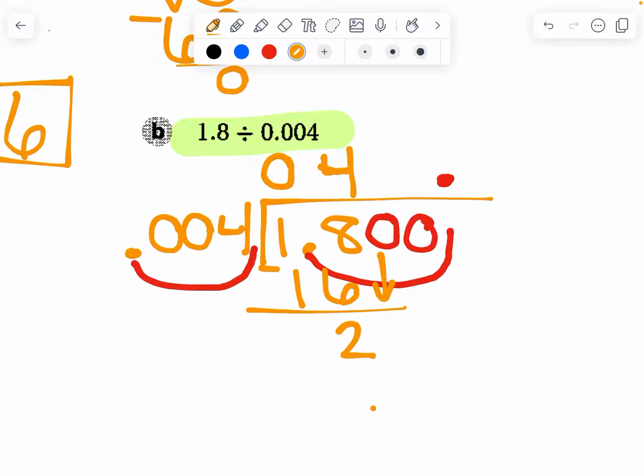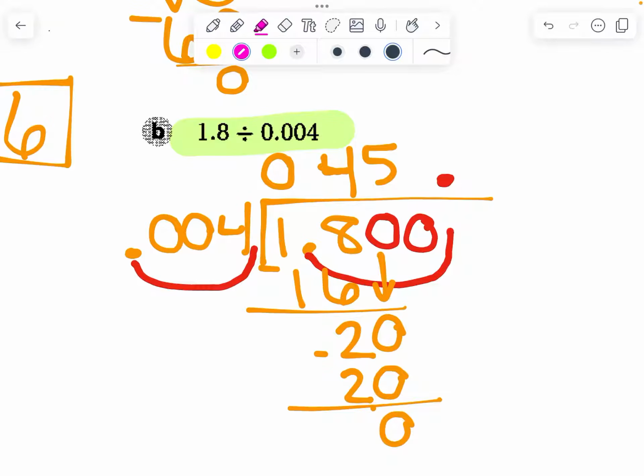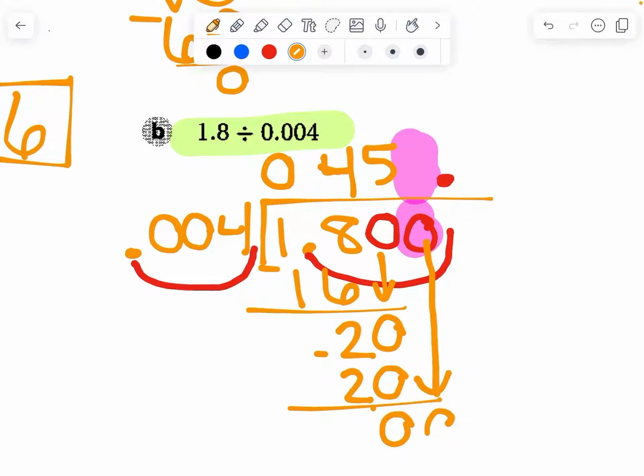So I'm going to bring down that next 0. 4 times 5 is 20. 20 minus 20 is 0. Now you have to be really careful when you get to this spot. See how you've got this 0 with nothing above it, and you've got this empty spot sitting here? You are never allowed to leave that blank. You still have this last 0 that we're going to drop down.